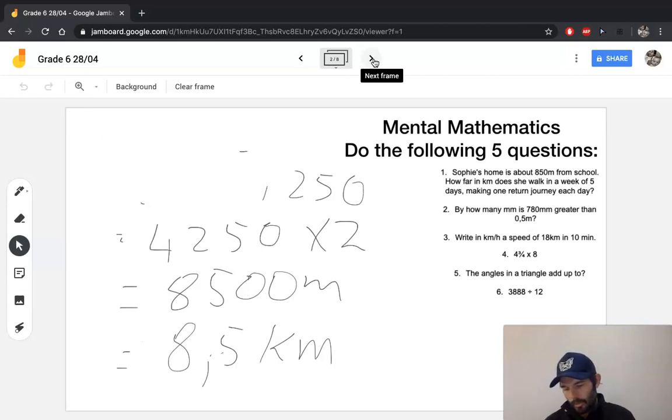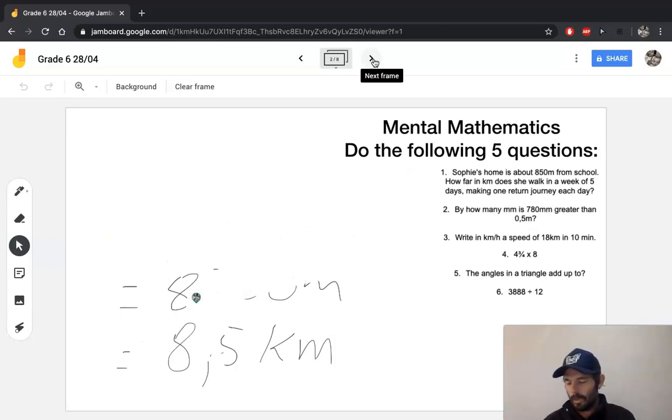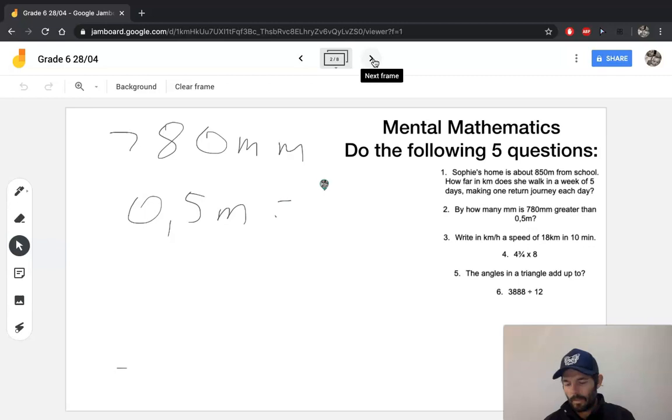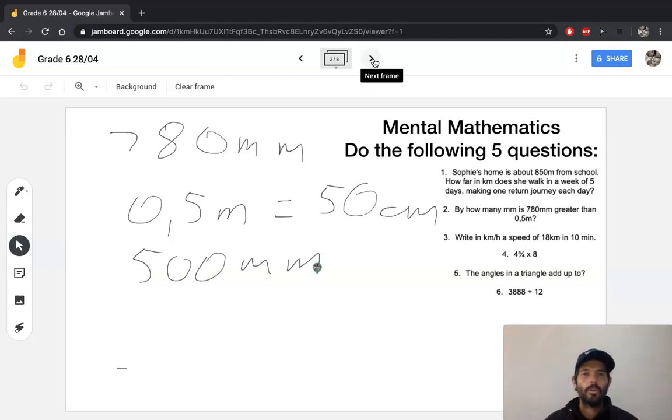Okay, let's go to question number 2. By how many millimeters is 780 millimeters greater than 0.5 meters? And we need to realize that 0.5 meters is 50 centimeters, and 50 centimeters is 500 millimeters. So I'm just looking at your conversions there, and then subtract 780 and 500, and you're going to be left with 280 millimeters.